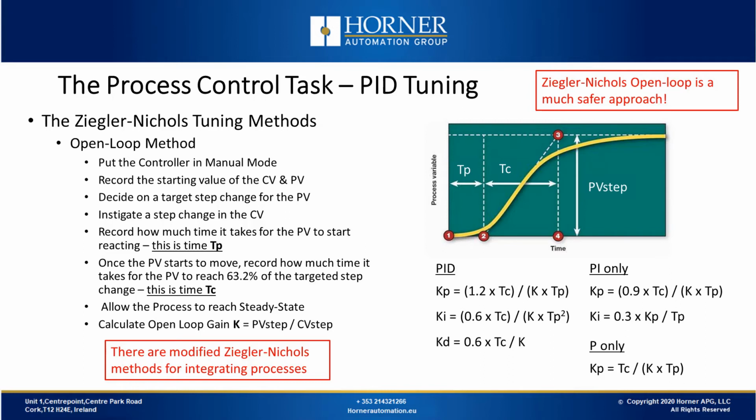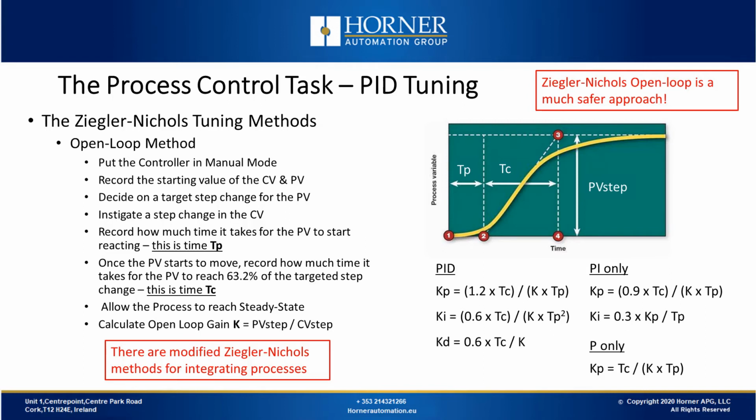You want to record how long it takes from the time it left 100 degrees to the time it arrives at 163.2 degrees. Then you calculate what the open loop gain is, which is K. We take the magnitude of our process variable step and we divide that by the magnitude of our control variable step, which gives us K. And with those three variables, the TP, the TC, and the K, we can calculate an initial value for our three process parameters.